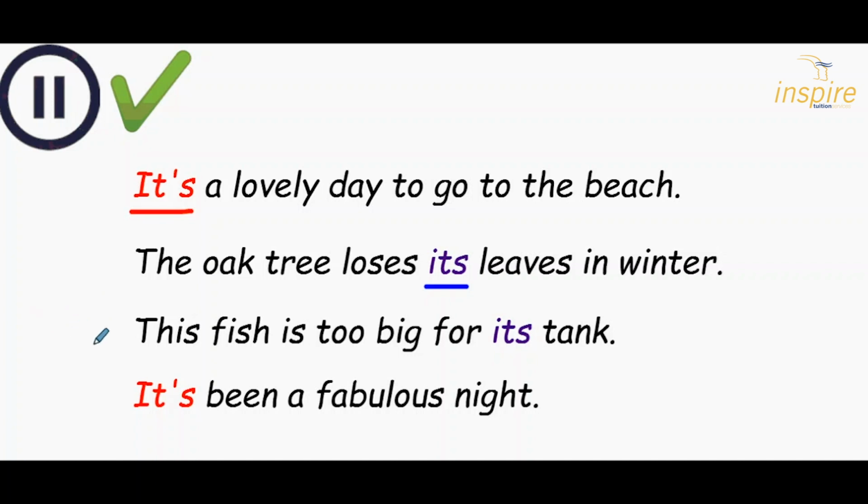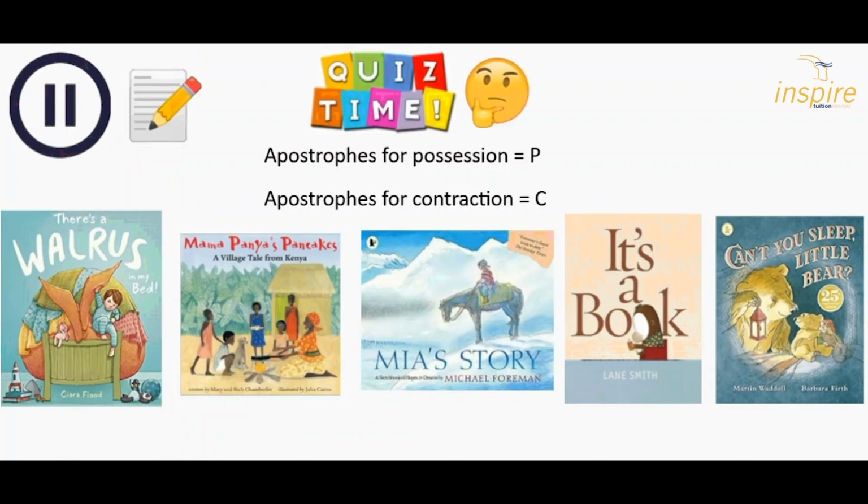This fish is too big for its tank. The tank belongs to the fish, so there is no apostrophe. It's been a fabulous night. It has been a fabulous night. So we know it needs an apostrophe because we can change the it's into it has. Pause the video again. This is quiz time for you. Have a look at these book titles and decide whether the apostrophe is being used for possession, and write a P, or contraction, and write a C. Unpause the video when you're ready to find the answers.